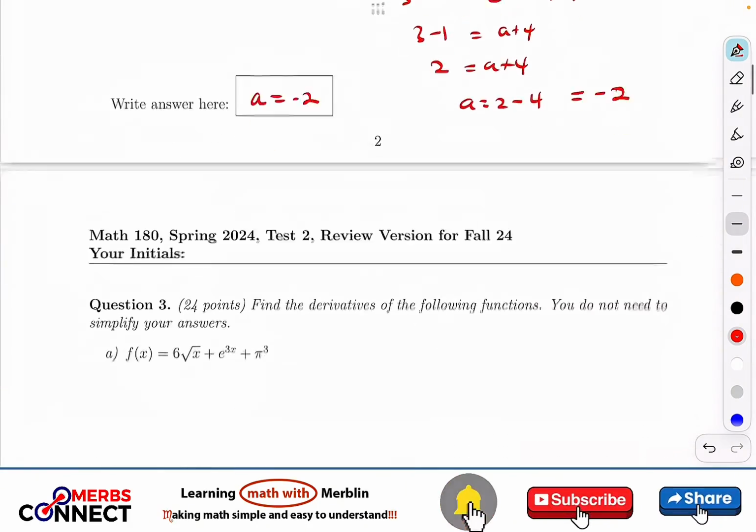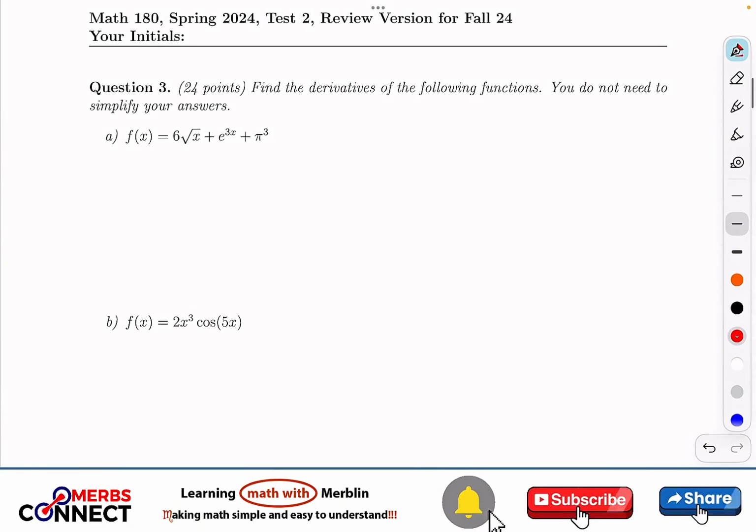Right. Now let's look at question 3. For question 3, we just want to take derivatives. Some of the derivatives we need to simplify first. So this is also the same as 6 x to the power 1 over 2 plus e to the power 3x plus pi to the power 3.